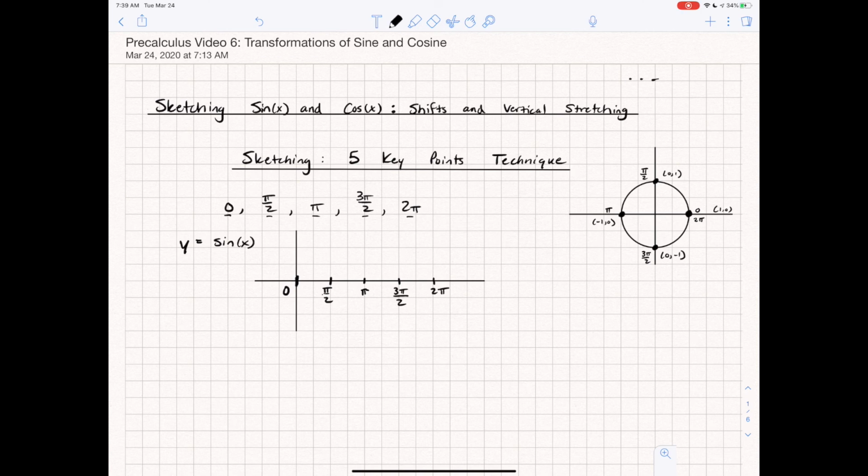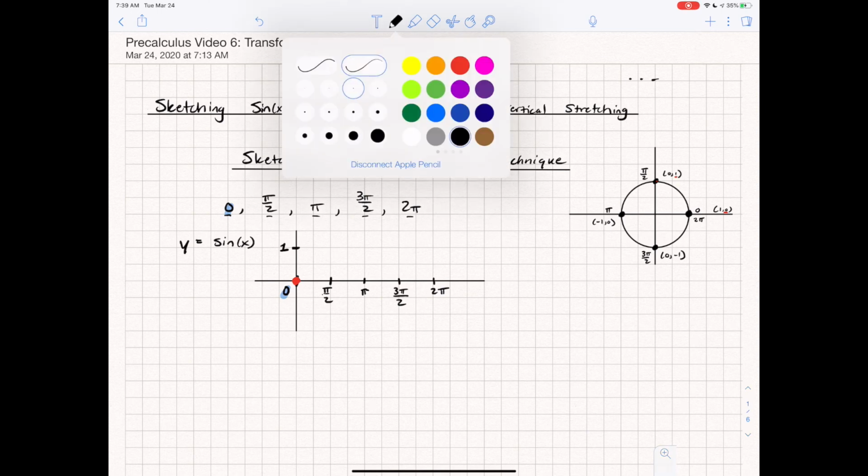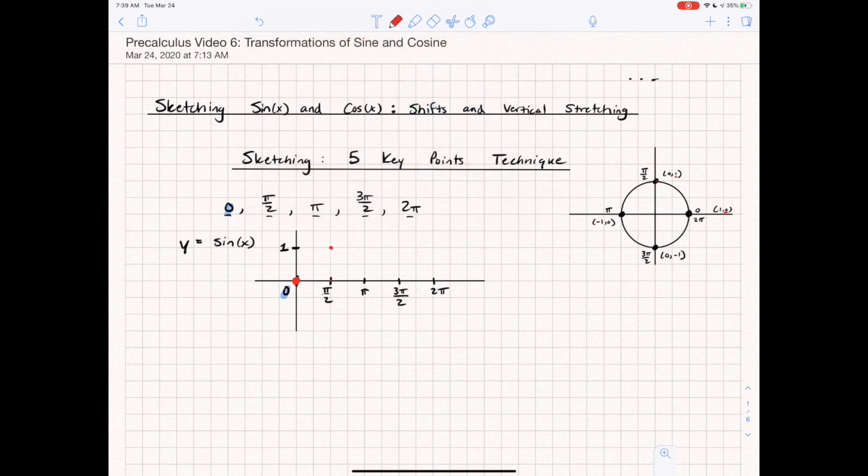I'm going to look at the unit circle for each of these angles. For example, at 0, sine is going to be 0. It's the y coordinate at that radian measure, which means I am going to start right here at the origin for sine. The next most important key point is at pi over 2, because that is where sine has reached its maximum value of 1. So I'm going to mark 1 on my y-axis and put an ordered pair for pi over 2, 1.